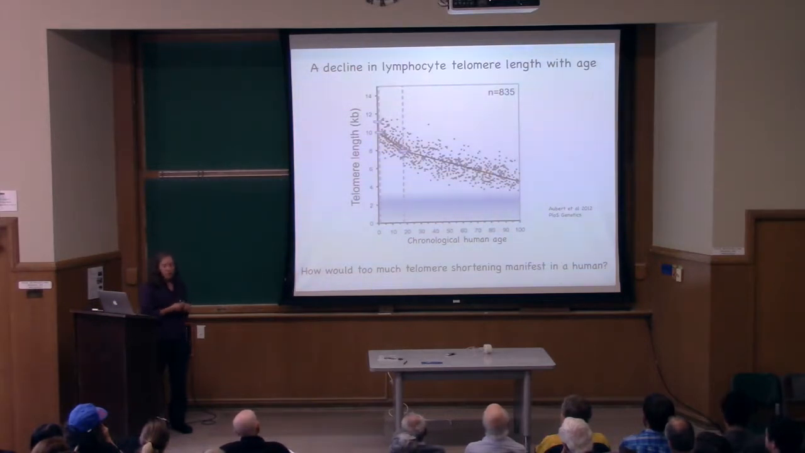Also, very young kids are shaping their immune system and there's a lot of cell killing going on. So it makes complete sense, in fact, that the rate of loss is very high in people and then slows down.